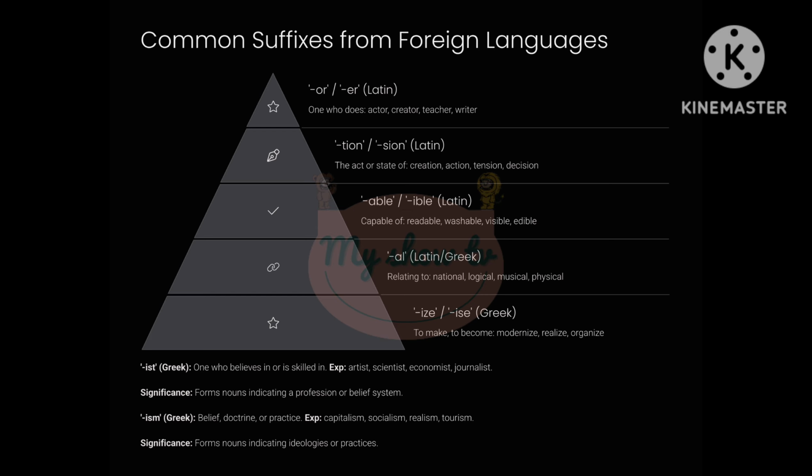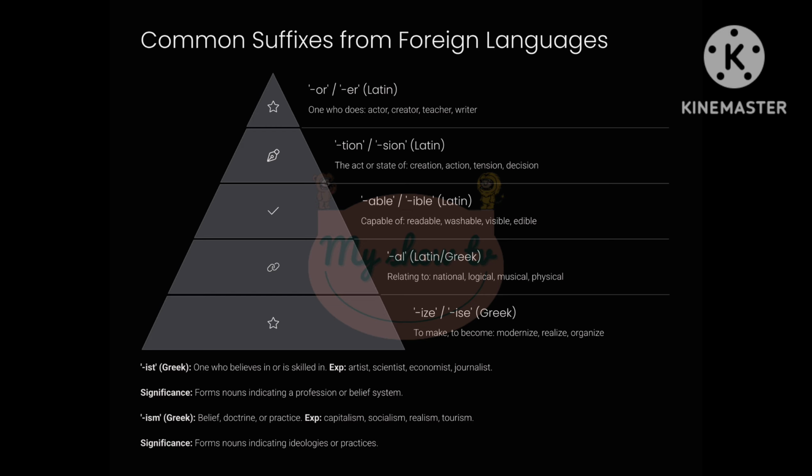3. -able and -ible, Latin, both mean capable of or suitable for. These suffixes form adjectives that describe a possibility or capability. Examples: read plus -able equals readable, capable of being read. Wash plus -able equals washable, capable of being washed. Vis plus -ible equals visible, capable of being seen. Ed plus -ible equals edible, capable of being eaten.